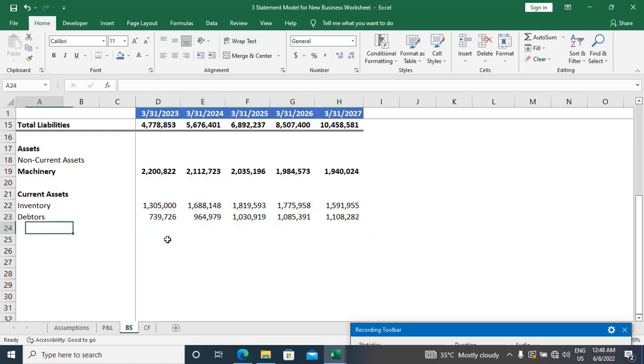Now cash and bank balance. I'm supposed to get it from the cash flow statement, so I will get it from there. So total current assets I'm supposed to calculate here now. Total current assets.